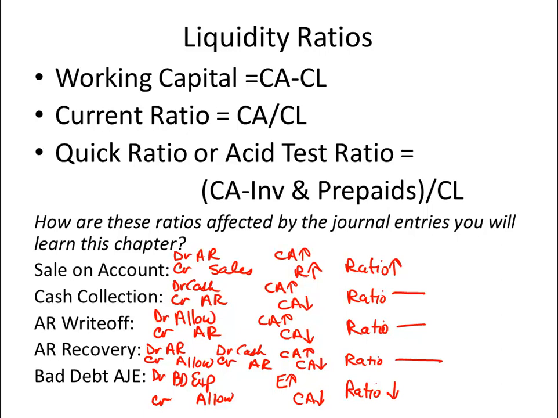The bad debt adjustment at the end of the year does, because we debit bad debt expense, so our expenses go up, and we credit allowance, which means our current assets go down, so our liquidity ratios would go down as a result of that adjusting entry.